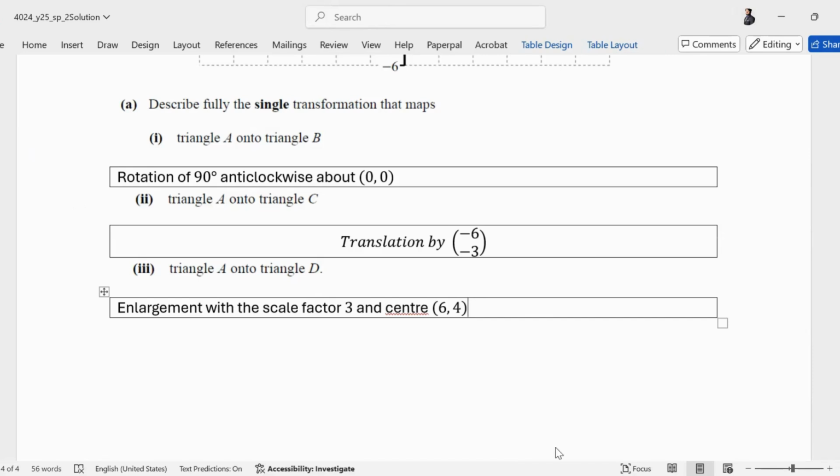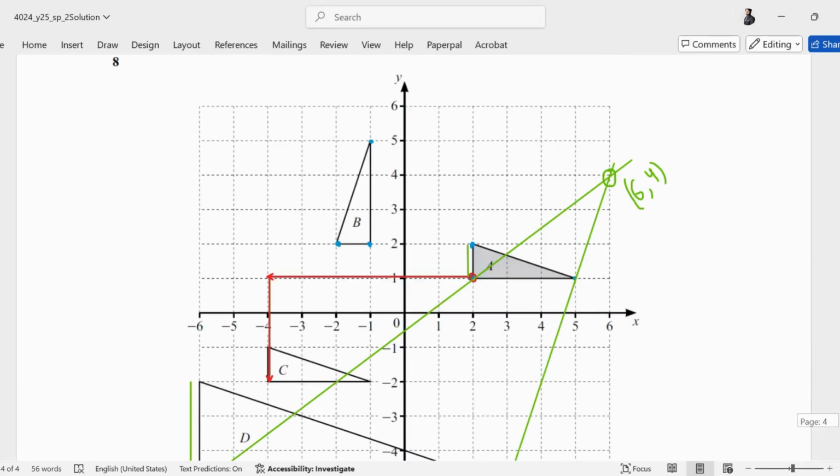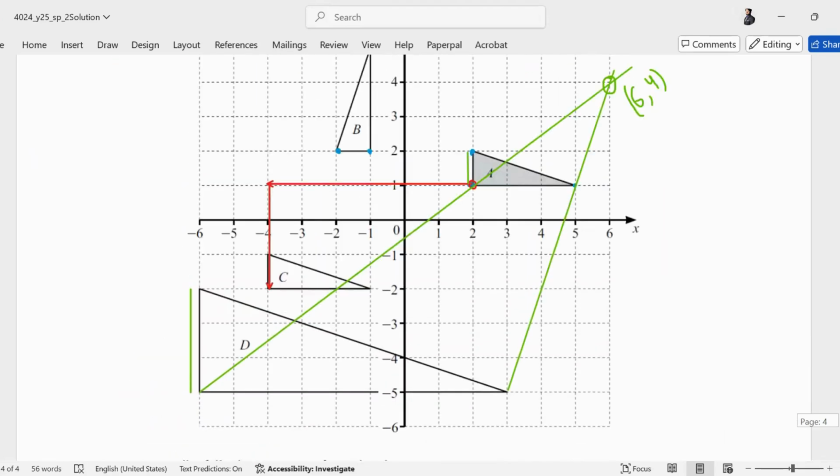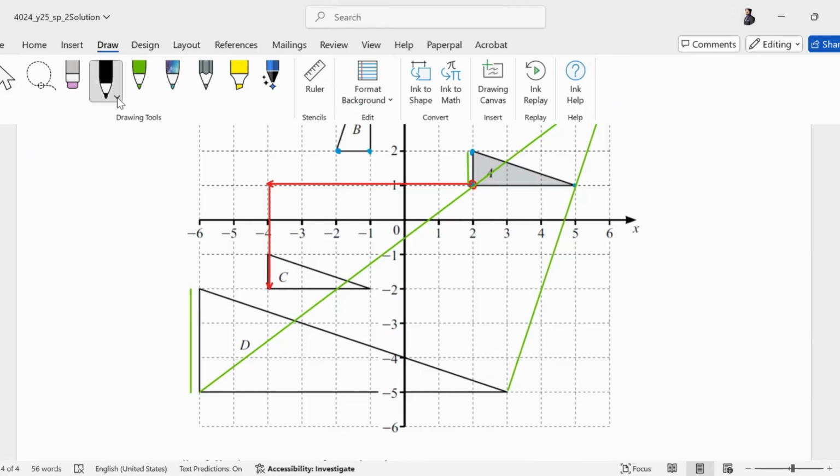Now, one last part on the grid. The question wants me to draw the triangle A after reflection in the line y is equal to -1. I need to reflect triangle A, and the line is y is equal to -1.